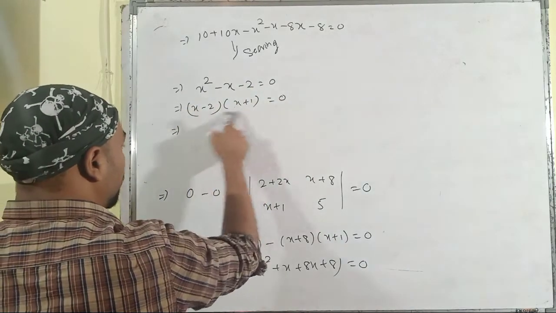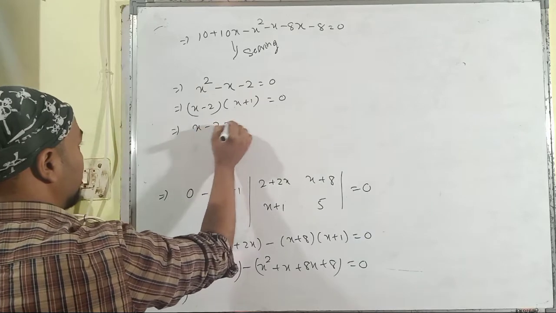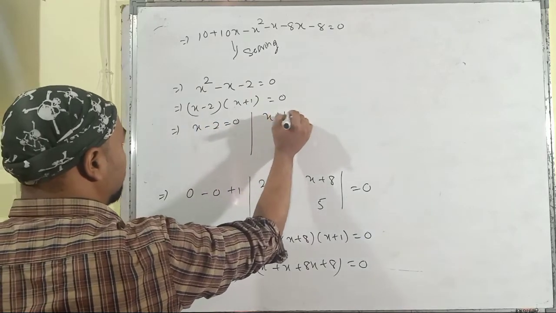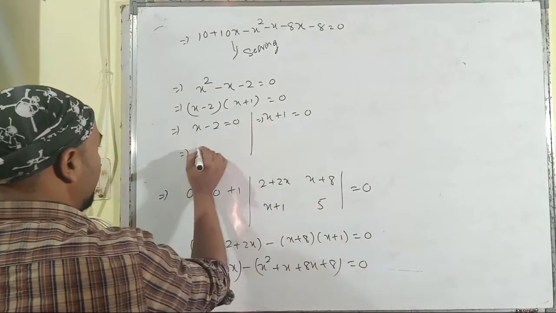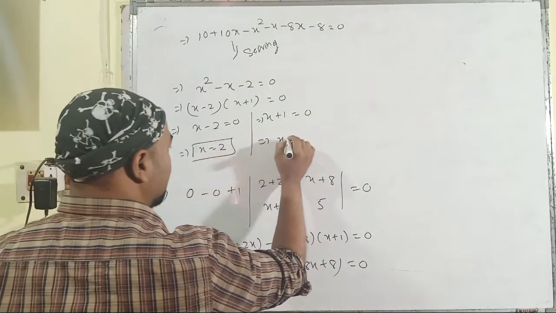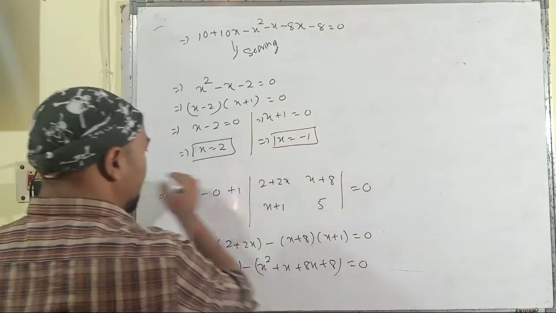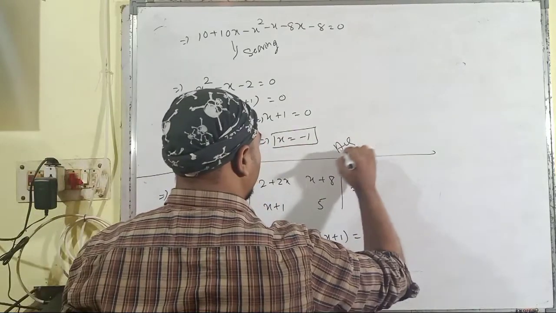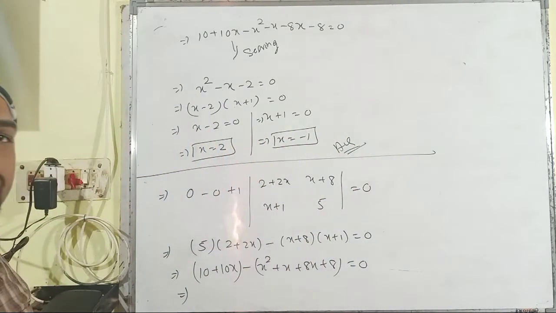That means x minus 2 multiplied with x plus 1, just factorizing the left hand side. Then equating both of the values with 0, we are getting x minus 2 is equal to 0 and x plus 1 is equal to 0. So here we are getting x is equal to 2 as the first answer and x is equal to minus 1 as the second answer, and here it is the solution for the 9th bit of number 4.